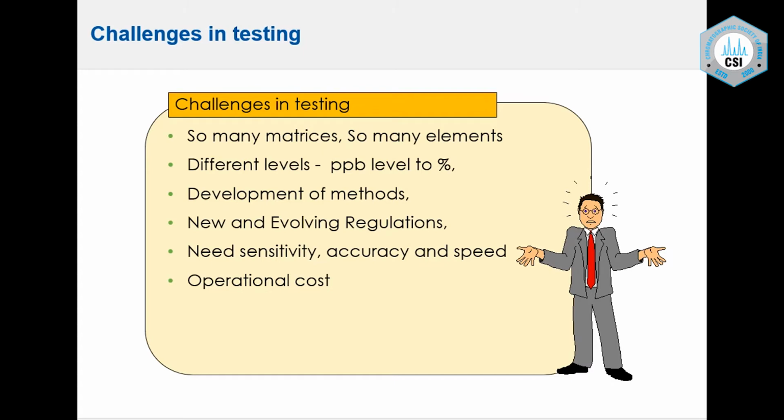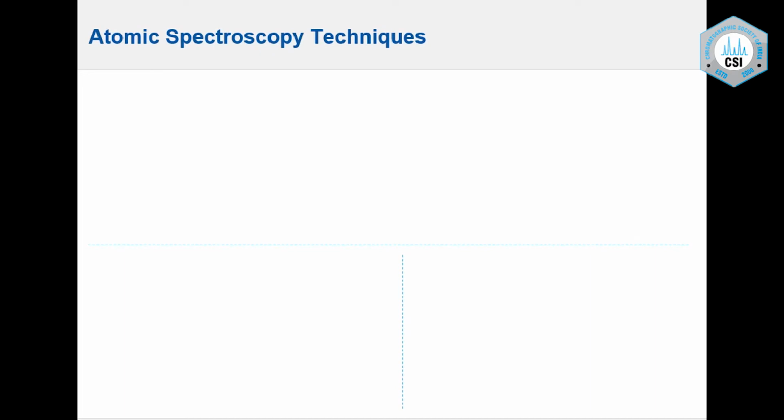So if you operate any instrument, it requires some consumable. Those consumables are expensive, and you do need to see what the cost of the consumable is and how you can reduce or minimize the cost of the instrument to analyze samples.